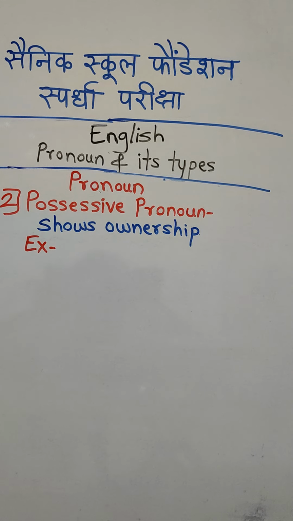Let us see the next type of pronoun, that is possessive pronoun. Here possessive pronoun are the pronouns that shows the ownership of a person. That means all the pronouns which shows the ownership on any object, they are called as possessive pronouns. That means to show the right of person on any object, we are using some pronouns. Let us see the example.